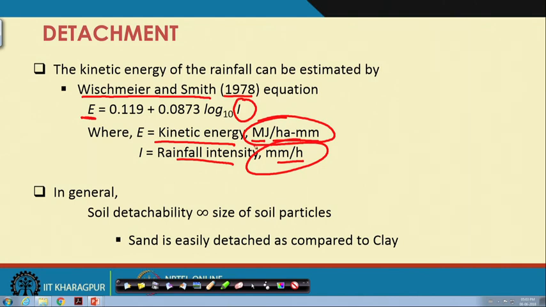We have also seen that in general soil detachability is directly proportional to soil particle size. That simply means that sand is easily detached as compared to clay, because sand is larger in size, so it can be easily detached.